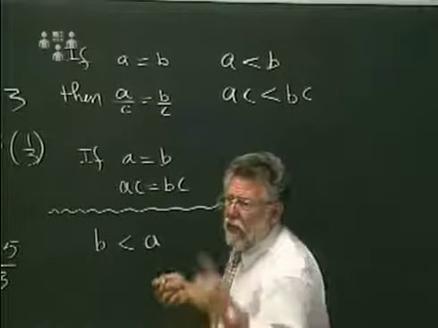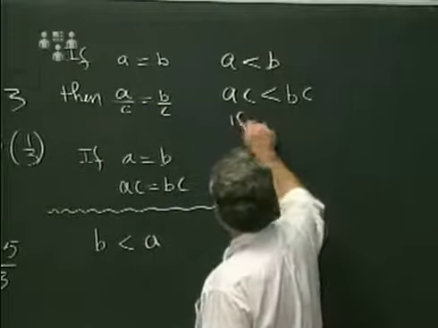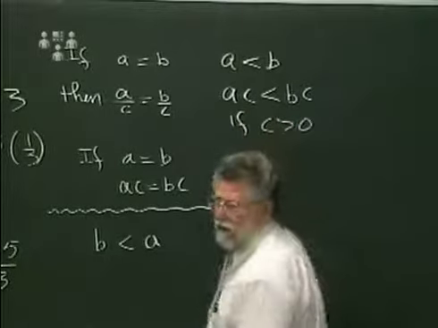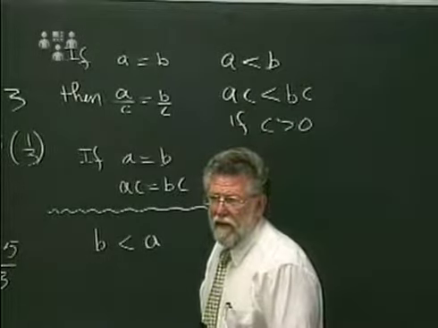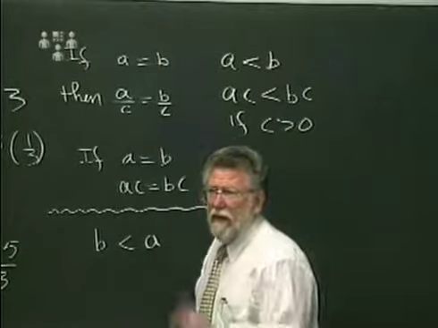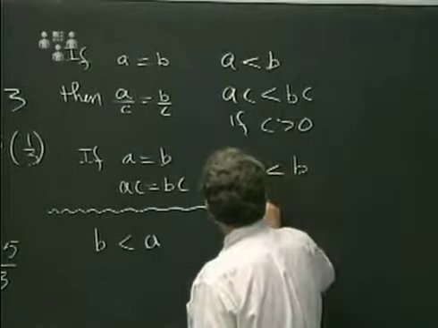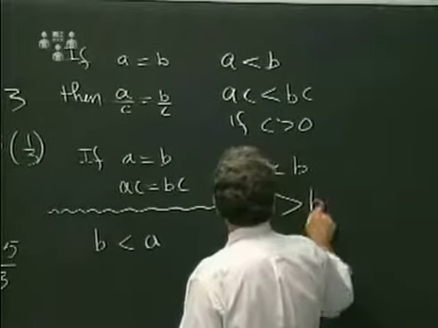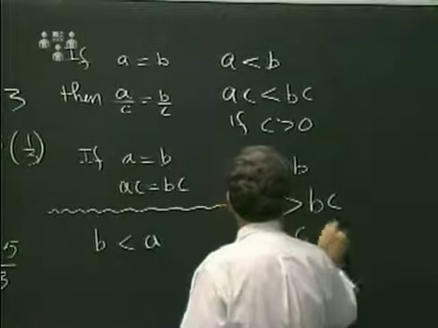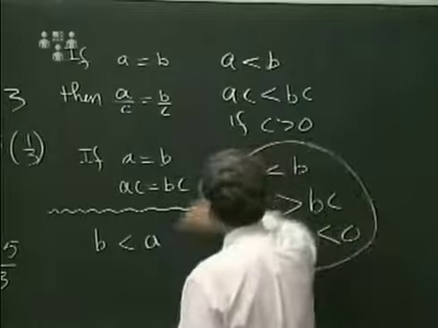Analogous. It only works if C is positive. If A is less than B, AC is greater than BC if C is negative. And that's what Dion gave me.